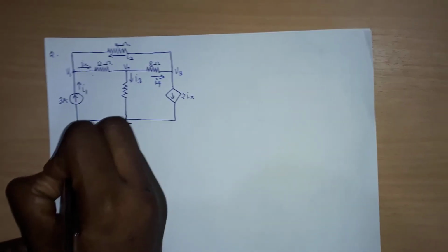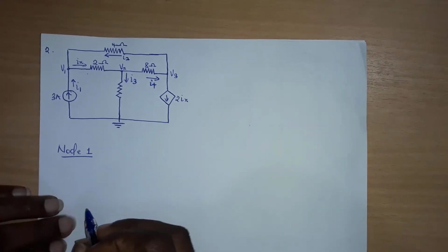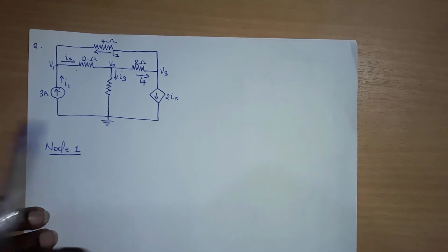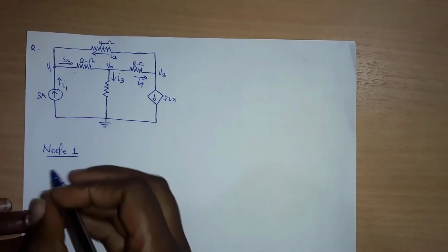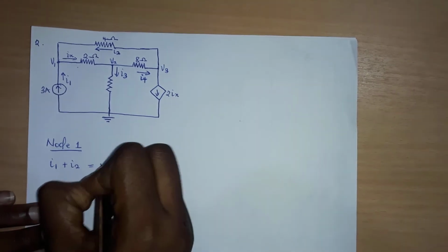So at node 1, I have current I1 entering the node, Ix leaving, and I2 entering. So I have I1 plus I2 to be equal to Ix.